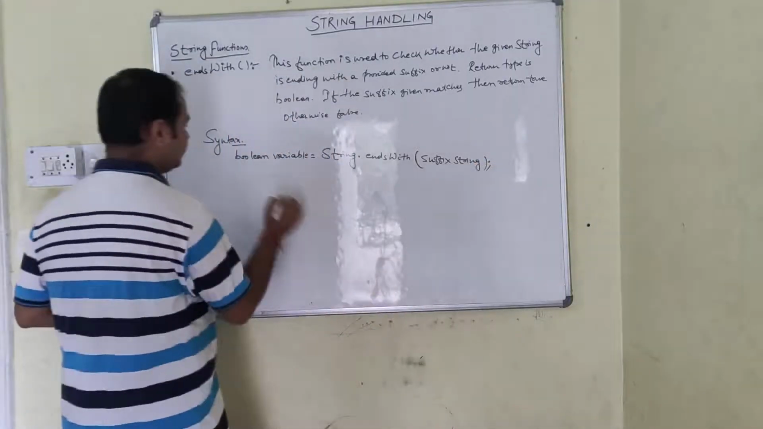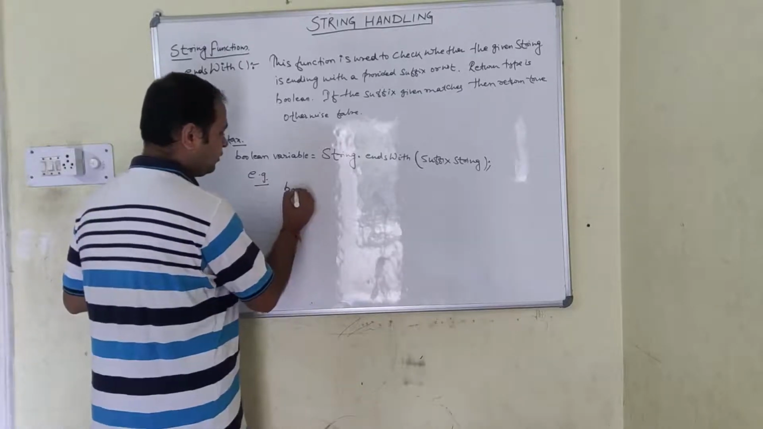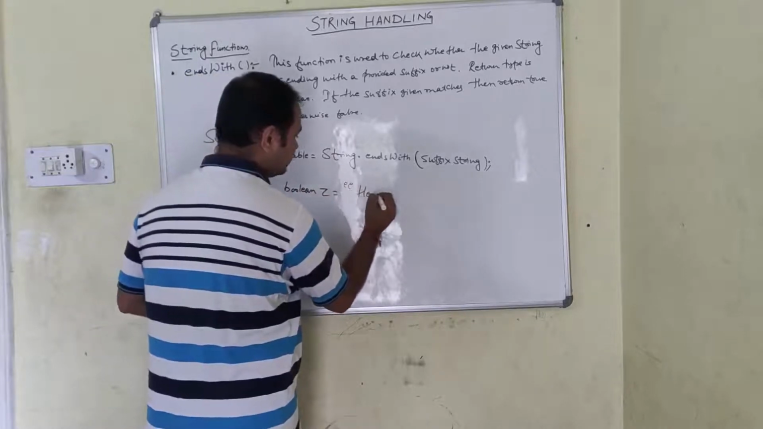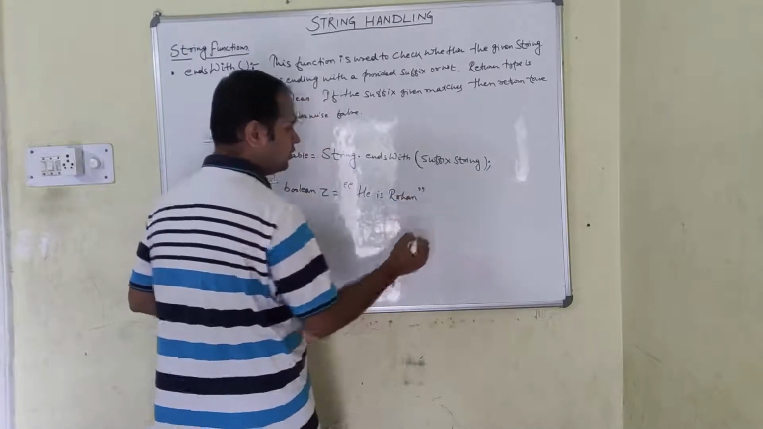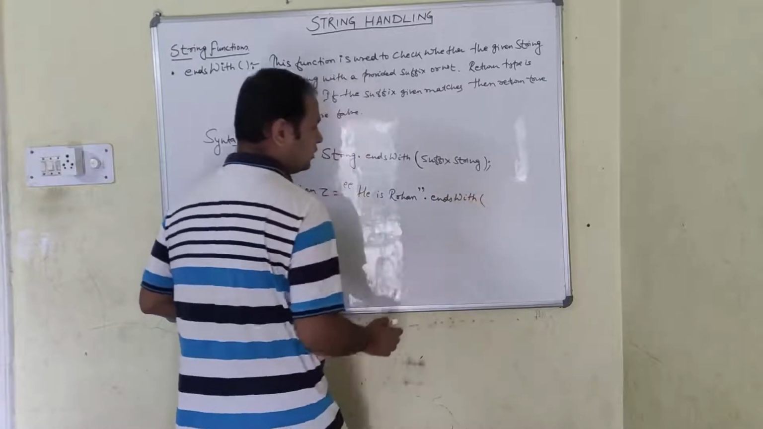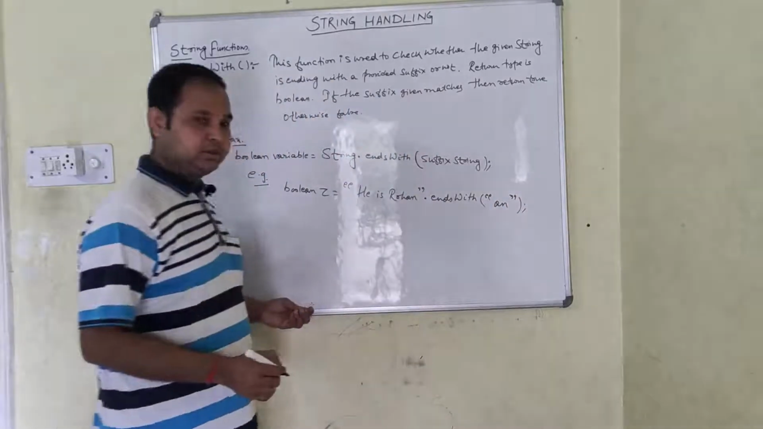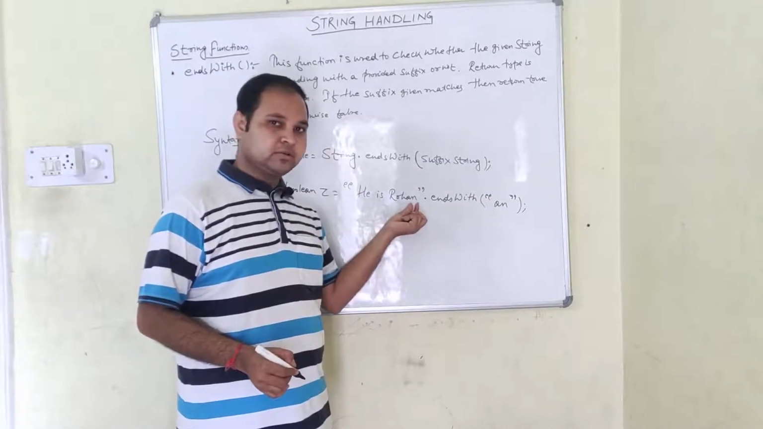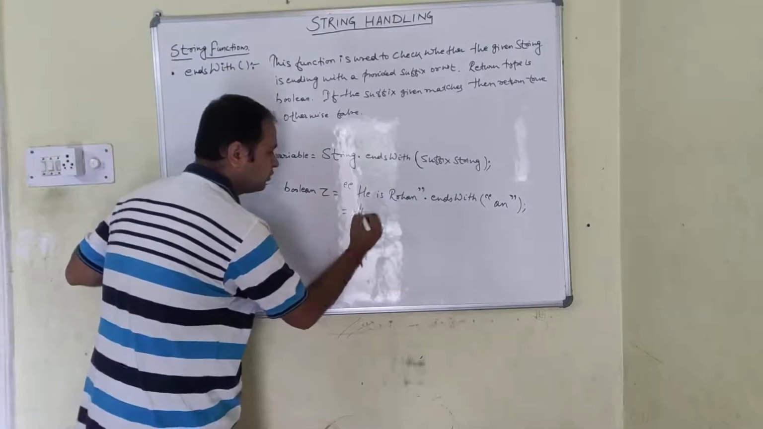Okay. For example, suppose I write boolean z equals to "He is Rohan" dot endsWith, and here I write "an". Now you can see here that "an" is the last two letters of this particular sentence, "He is Rohan". "an" is the last two letters, so as it matches, it will give you true.